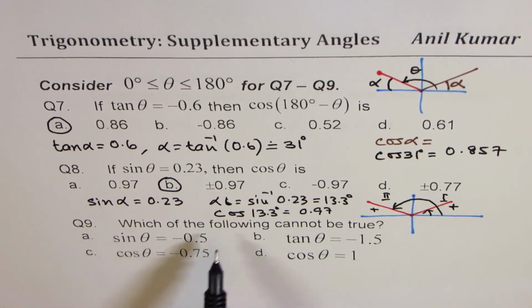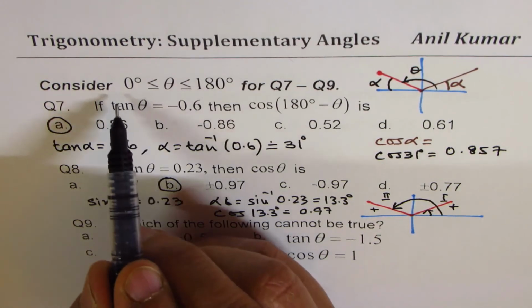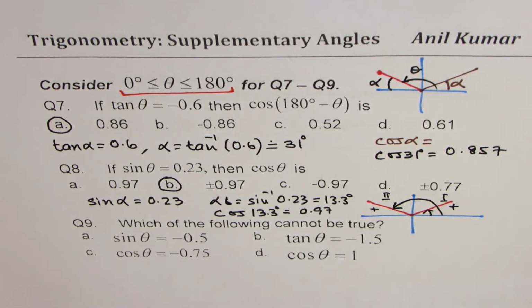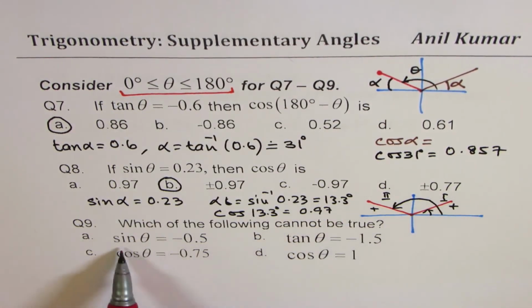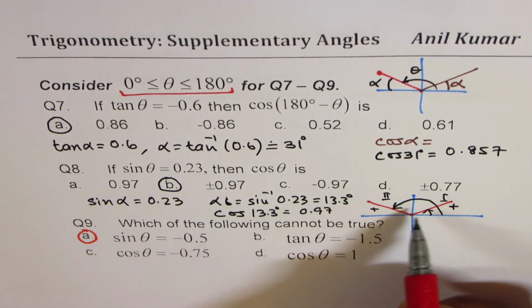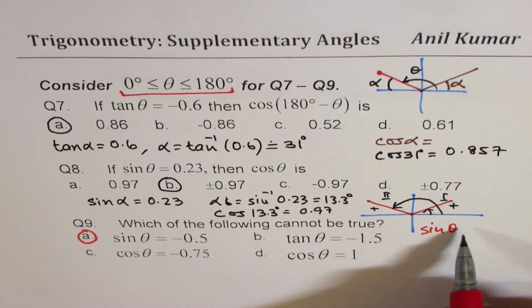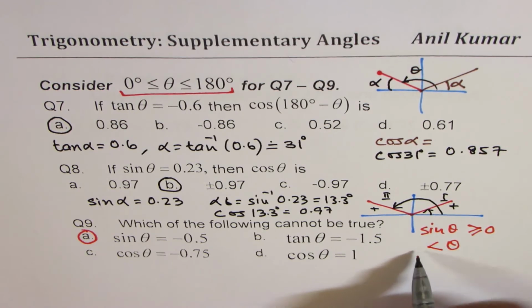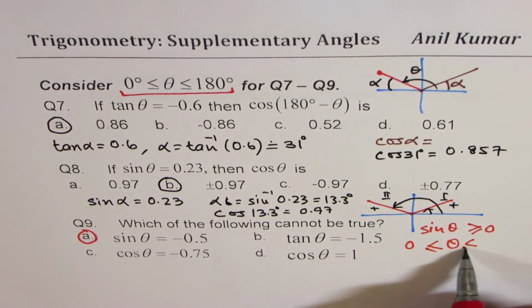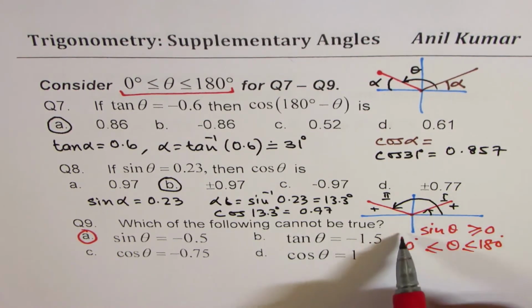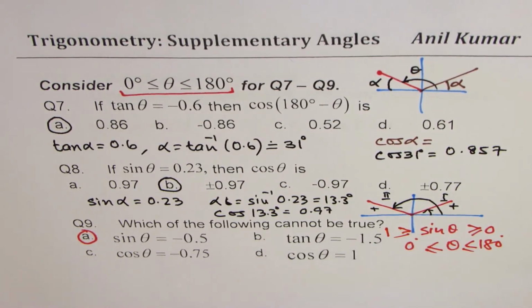Question number 9. Which of the following cannot be true? So it is for theta which is between 0 to 180 degrees. So in these two quadrants, sine theta negative cannot be true. Sine theta is always positive, right? So sine theta is greater than or equal to 0 when theta is between 0 to 180 degrees. So I hope that's absolutely clear. And of course, it is going to be less than or equal to 1, right?